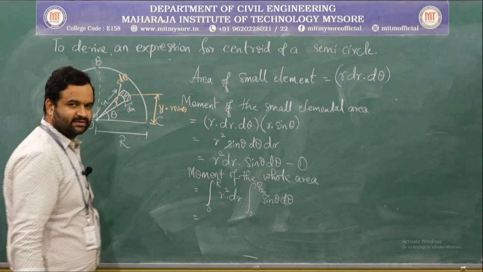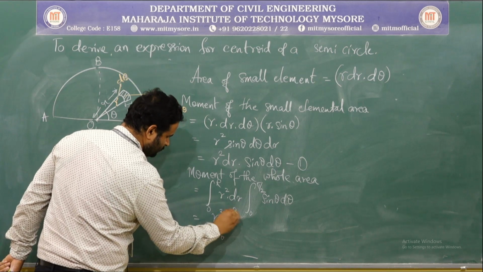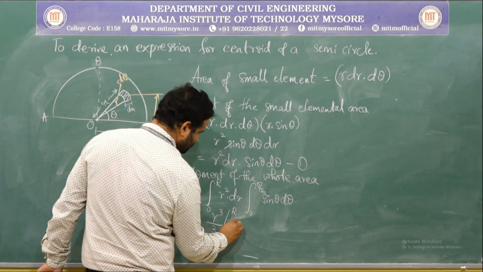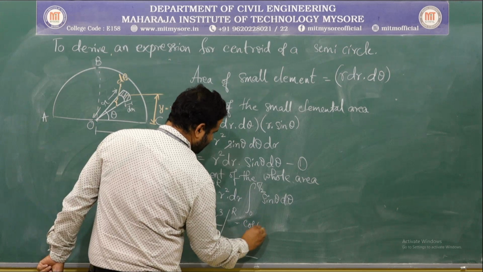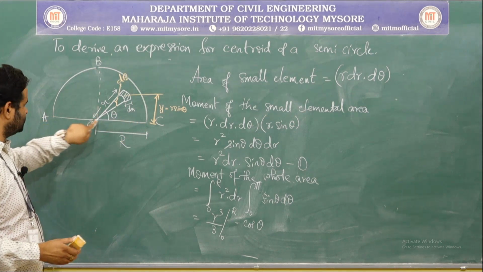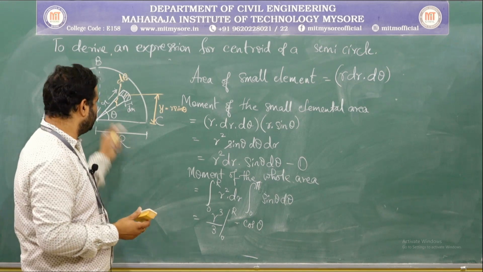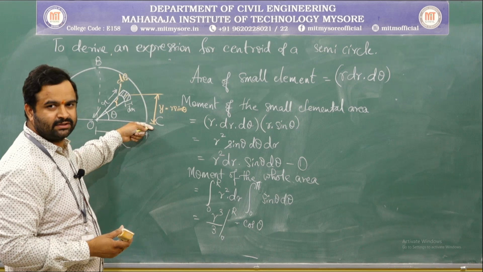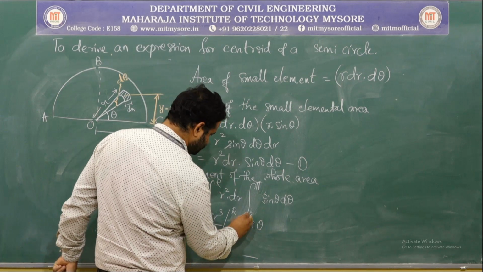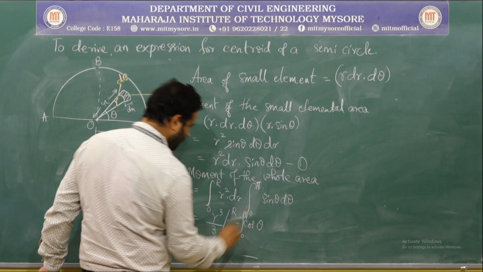Now integrating r square with respect to r, that is nothing but r cube by 3, with limits 0 to R, into, what is the integration of sin theta? It is minus cos theta, with limits 0 to pi. You can measure the angles from 0 degrees until this point, which is 180 degrees, that is nothing but pi. For a semicircle, you can measure the angles from 0 to 180 degrees, and hence the limits 0 to pi. The integration of sin theta is minus cos theta, and the limits are 0 to pi.